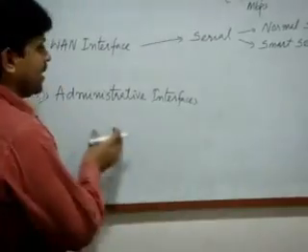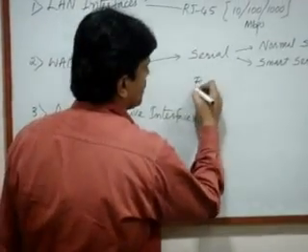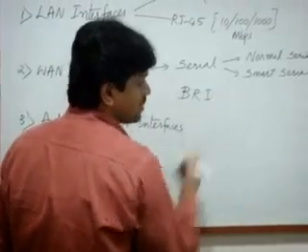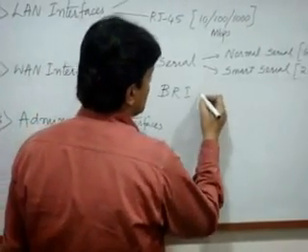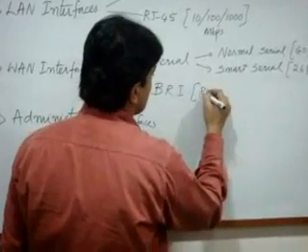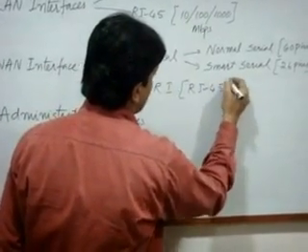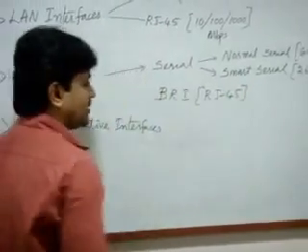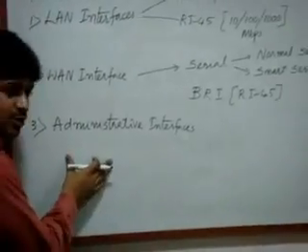And then we have one more WAN interface, BRI, basic rate interface. This is basically for an ISDN line. This BRI is an RJ45 port for ISDN lines.